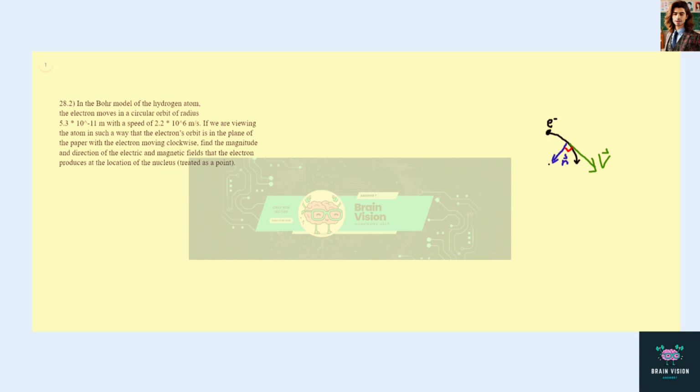Okay, so let's start with the magnetic field. We start with the equation for the magnetic field of a moving point charge. That's going to be B equal to mu naught over 4 pi, times Q v sine of phi over r squared.